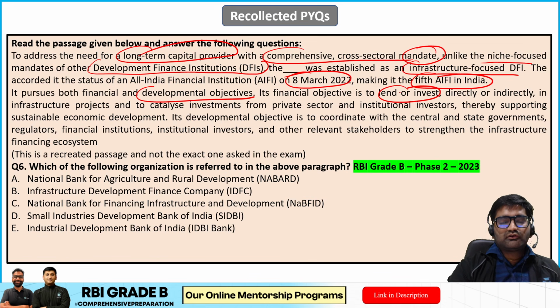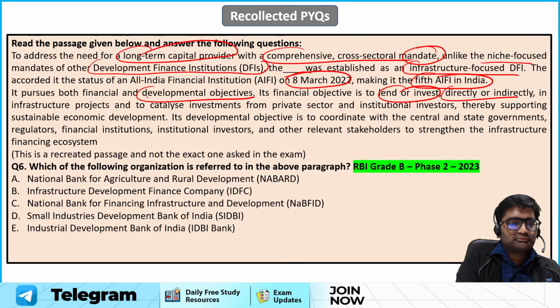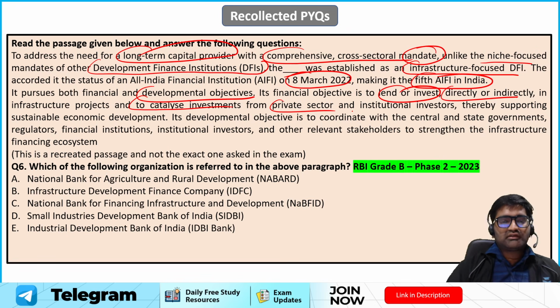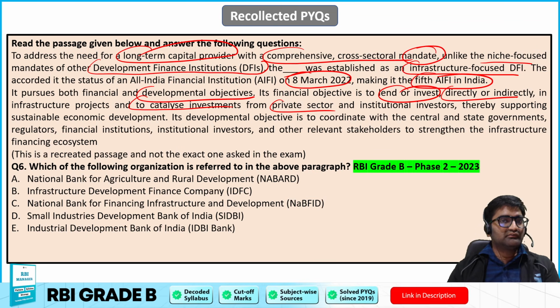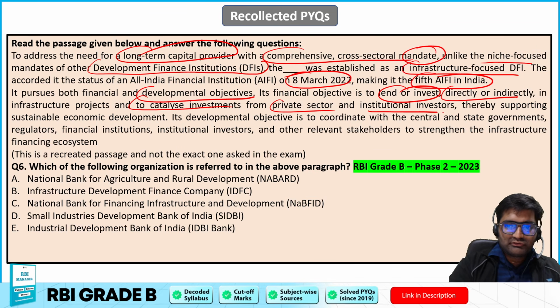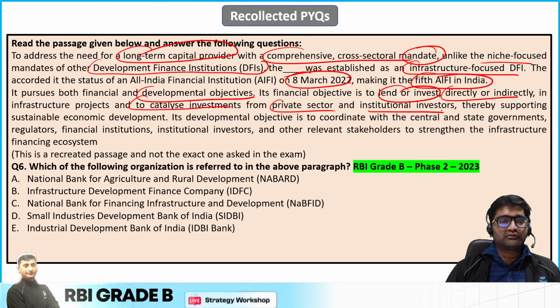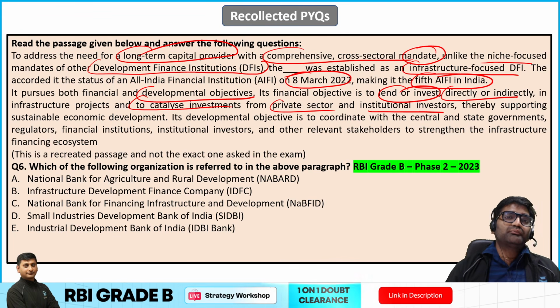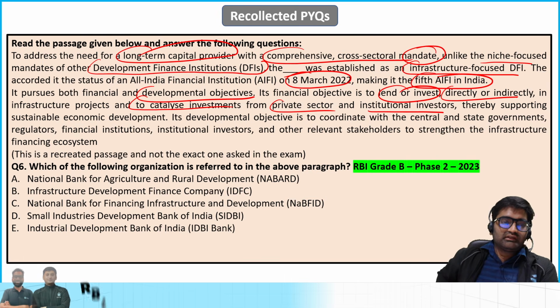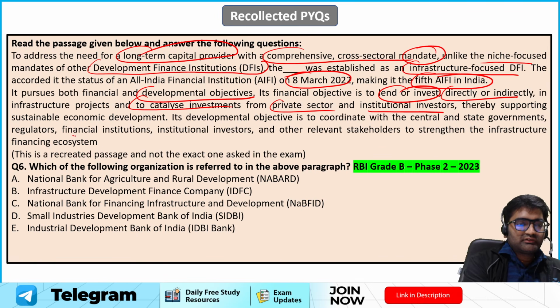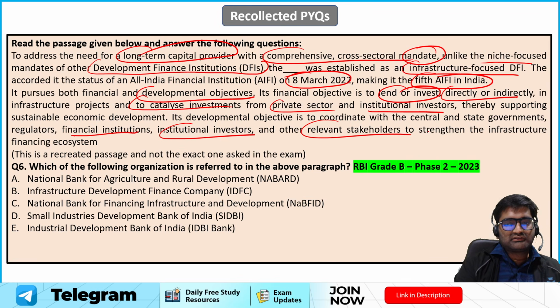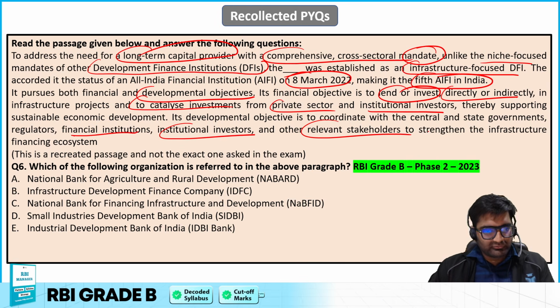The financial objective is to lend or invest directly or indirectly in infrastructure projects and to catalyze investment from the private sector. Directly or indirectly, it will invest and also bring money from the private sector and invest it in infrastructure projects, along with institutional investors. This organization also borrows money from international, multilateral and bilateral organizations where India is a party. Its development objective is to coordinate with the central and state governments, the regulators, financial institutions, investors and other stakeholders to strengthen the infrastructure financing ecosystem, obviously.